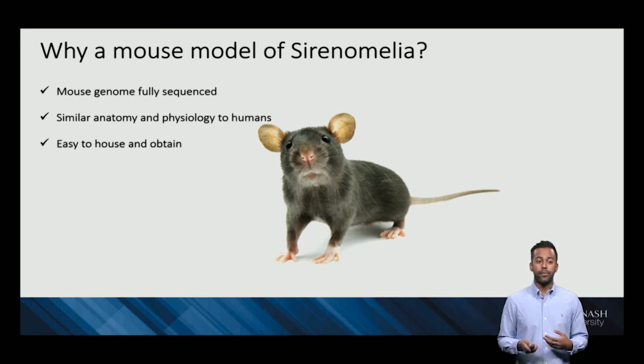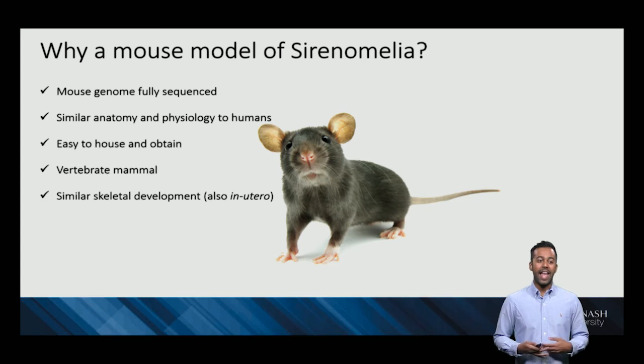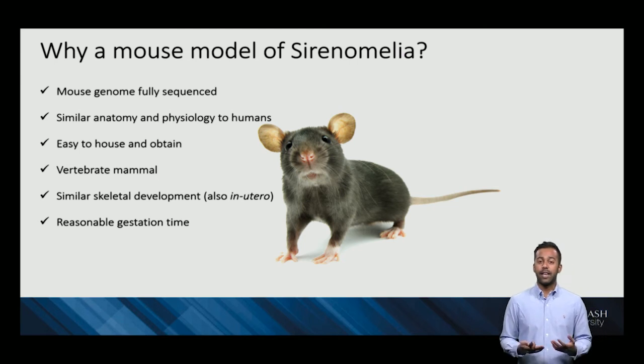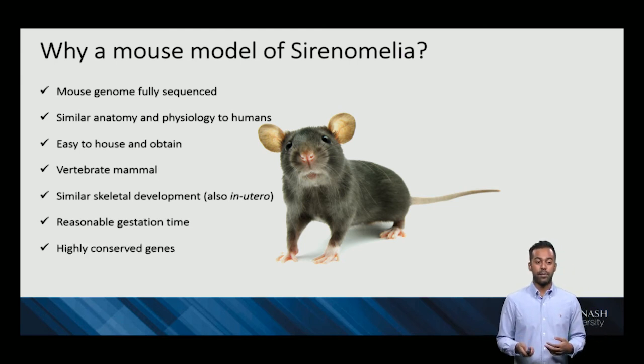They have long bones. They're easy to house and obtain, so mice across Australia are housed in animal housing facilities, and these are quite common to come across. And the people who house these animals are very used to handling these mice, and they're not very difficult to use. They're a vertebrate mammal, like us, so that's always a good thing, and they have a similar skeletal development. And they also develop in utero like we do. They have a reasonable gestation time, so about 19 to 20 days, so it's not going to take us a whole year to complete this experiment, hopefully. 19 days, we should have a turnover of these mice.